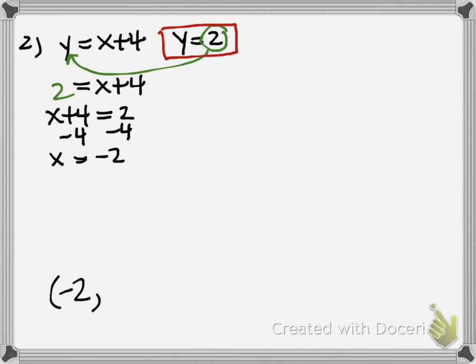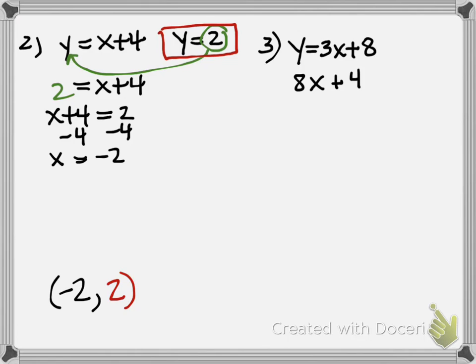So this problem is kind of interesting that we actually don't even have to calculate the y value because they told it to us. There's your solution. That's the point, if you graph this, where your two lines would cross. Okay? Let's get to a harder one. What if we have something that looks like this? Y equals 3x plus 8 and 8x plus 4y equals 12.